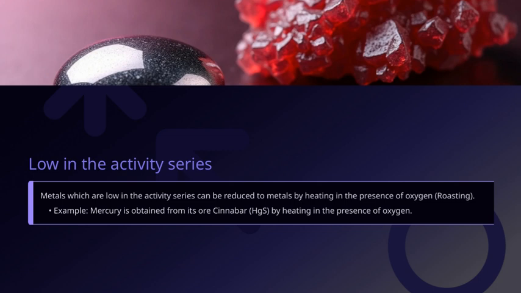Moving on to a more general concept, metals that are low in the activity series can be reduced to their metallic form through a process called roasting. Essentially, roasting involves heating these metals in the presence of oxygen. This process is particularly important because these low-activity metals don't easily react with other substances at room temperature. But through roasting, we can extract them efficiently.